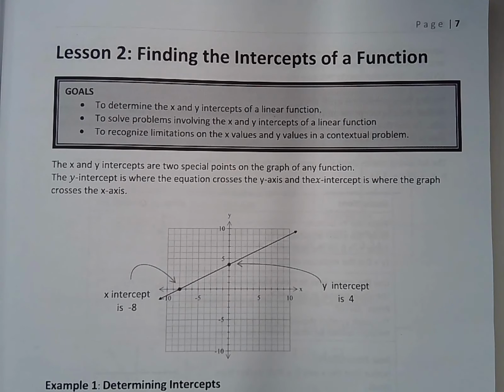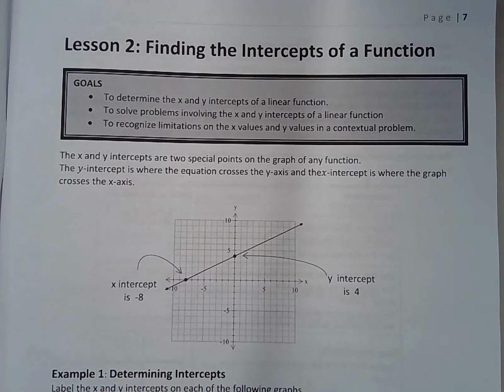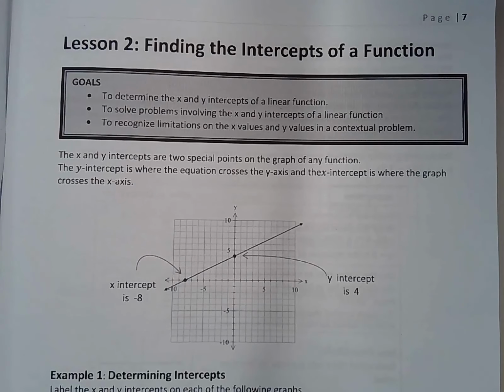So we've been spending time on functions. We've seen functions in real life. We've seen functions as a graph. We've created a function, graphed a function using a graphing calculator, using table of values. So we're pretty good with functions, right? Now, what we could do is there are two special points on a graph of a function.